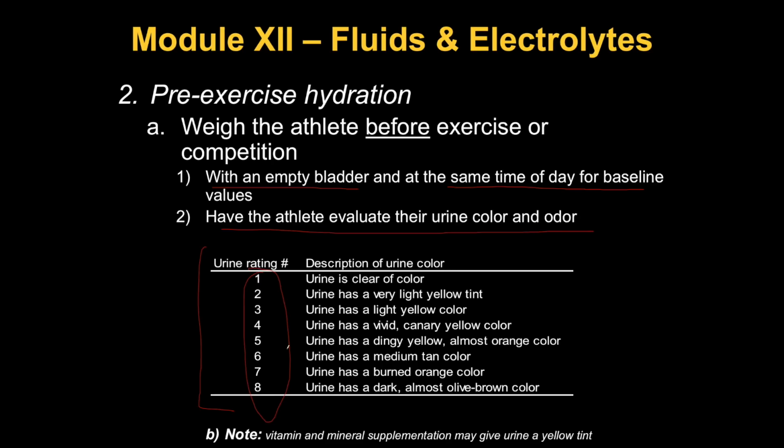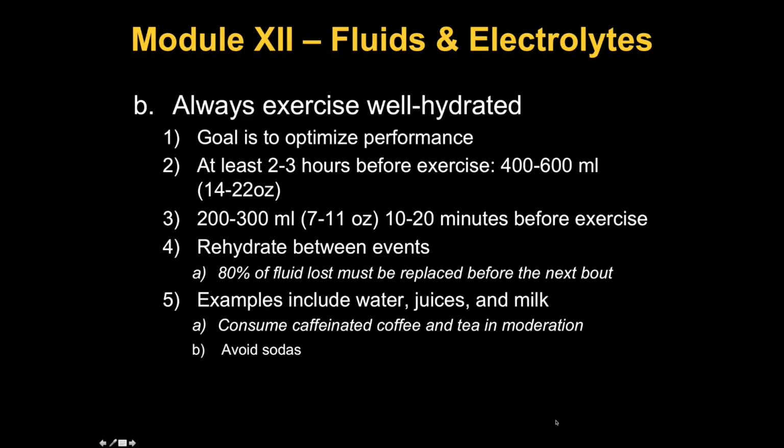Now, you should note that if the athlete is on some sort of vitamin or mineral supplementation, that can change the color of urine. It can give it a yellow tint, so sometimes you can get some off results that way, and it may not be accurate to look at urine color to determine whether or not the person is hydrated on their fluid plan. We want to strive for always exercising well hydrated, so in that hydrated state.